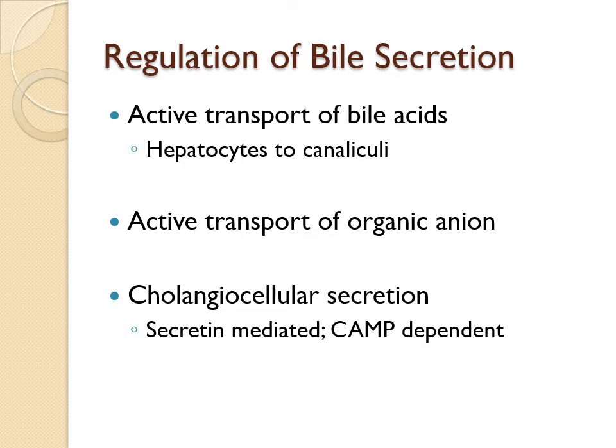There are three main mechanisms for the regulation of your bile secretion. First is active transport of your bile acids from the hepatocytes to your canaliculi. You have the active transport of organic anions and cholangiocellular secretion, which is secretin mediated and energy dependent because it is cyclic AMP dependent.